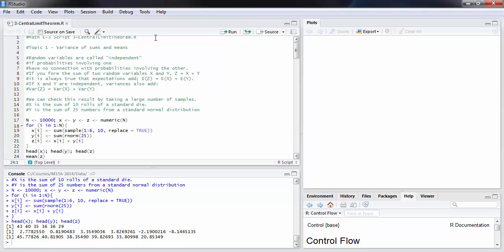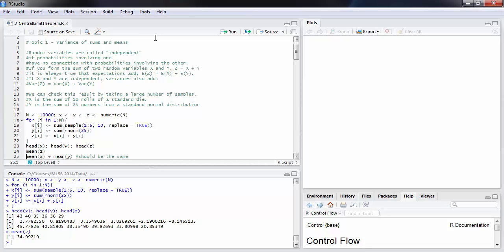If you just look at the first entry in each row, we got 43 for our sum of n die rolls. We got 2.77 and change for the sum of our 25 random variables. And for the sum, we got 45.77 and change. That's the sum.